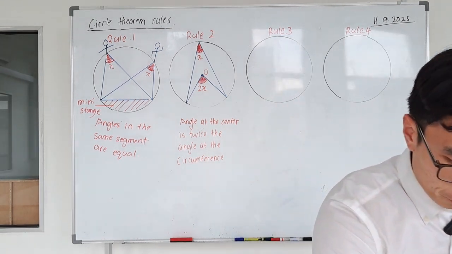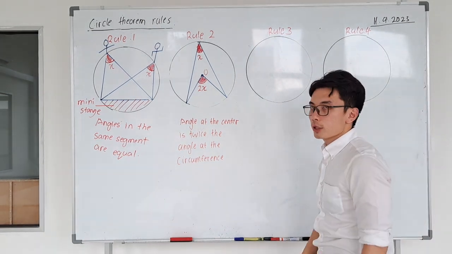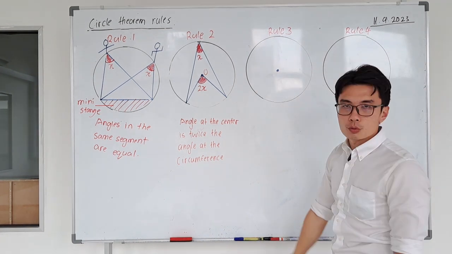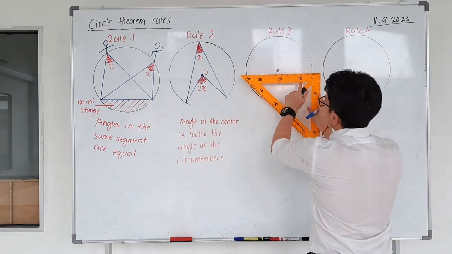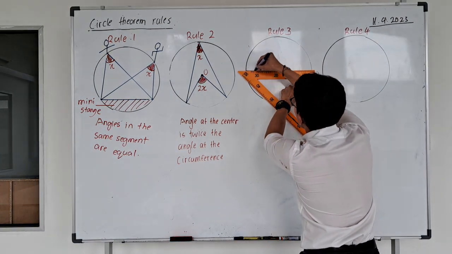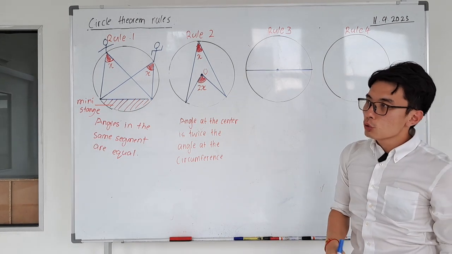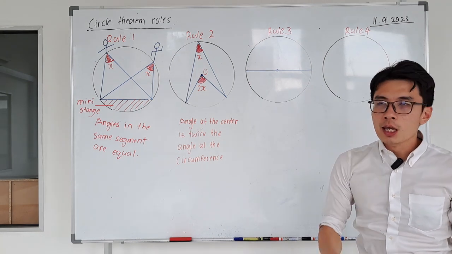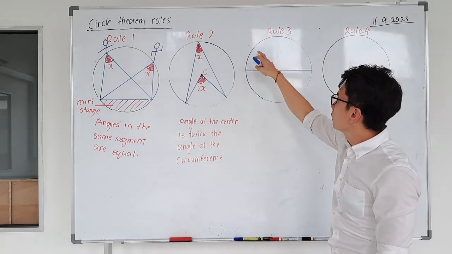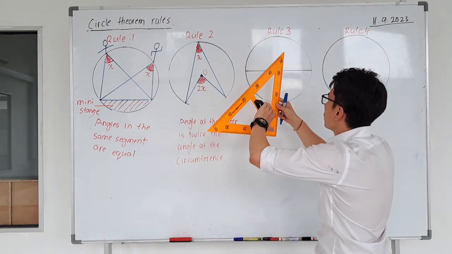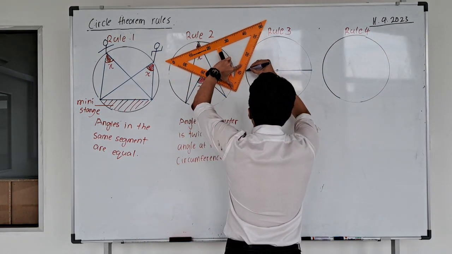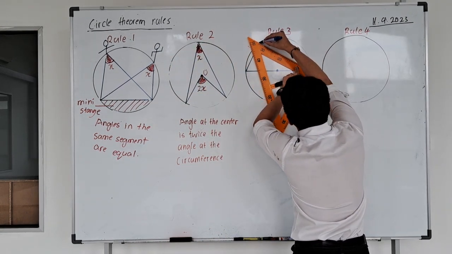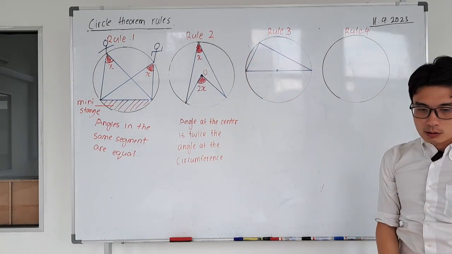Now for the third rule, you are required to draw a diameter. So for a diameter, you must draw a straight line through the center of the circle. So it will look something like this. Alright? And what I need you to do is to draw a triangle by using the diameter as its base. And the tip of the triangle must be touching the circumference, okay? So an example will look something like this. Alright, you can touch anywhere on the circumference and you will get something like this.